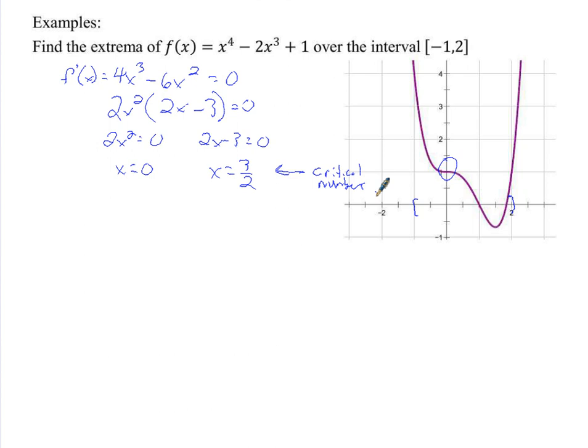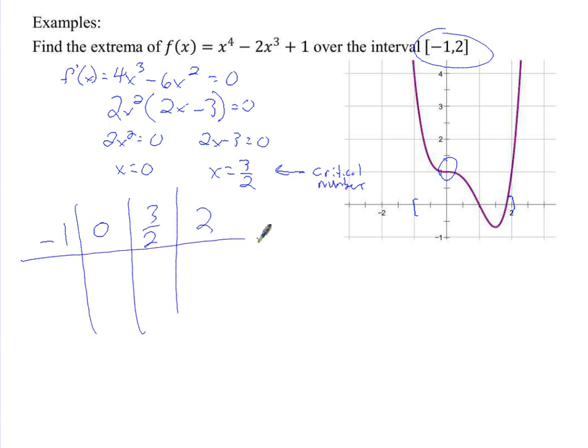Now what we need to do is analyze what these things are. Because we're looking at the graph, we know that the graph is showing us what they are, but we need to learn how to do this algebraically without a graph. So we are going to set up a little table of values. We have 0 as a critical number, we have 3 halves as a critical number, but we also have this closed interval right here. So we need to include those values. So I'm going to put -1 over here and 2 over here. Just setting up a table so that I can compare values.